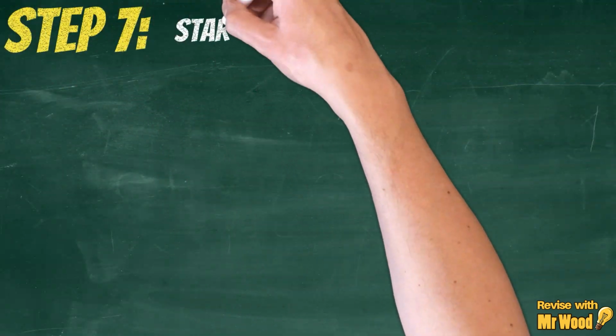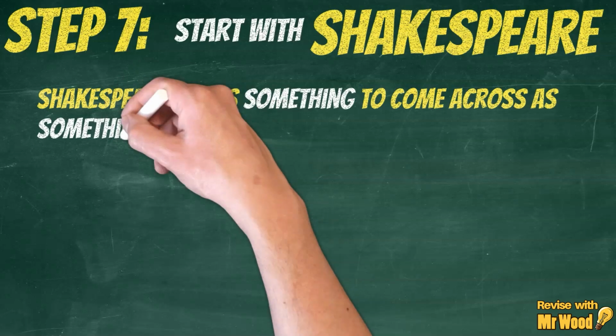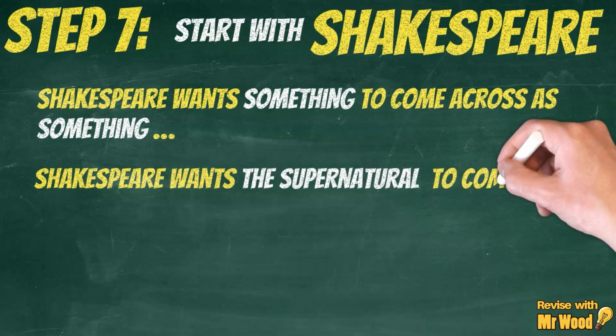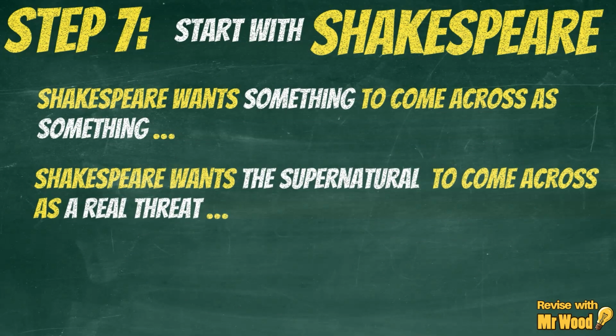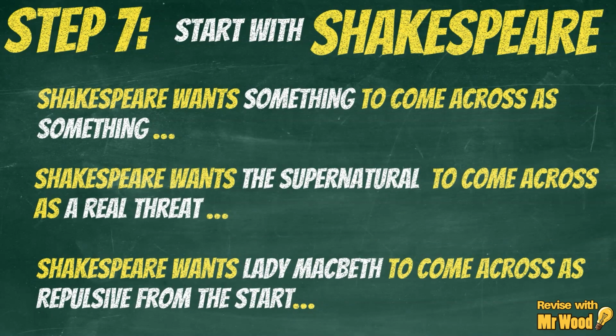Step 7, start paragraphs with "Shakespeare". Shakespeare wants something to come across as something. So, Shakespeare wants the supernatural to come across as a real threat. Shakespeare wants Lady Macbeth to come across as repulsive from the start.